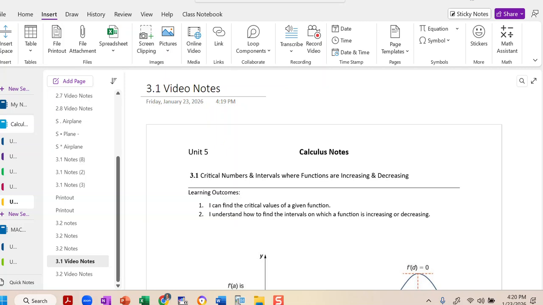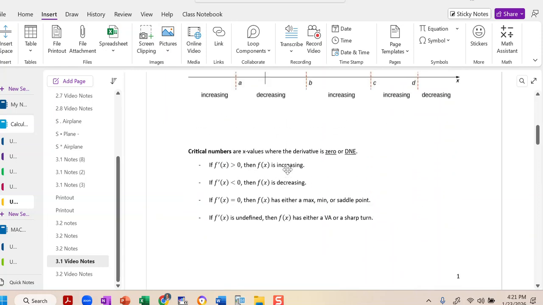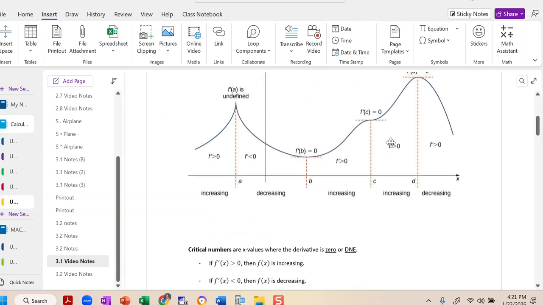All right, welcome to tonight's video on critical numbers and how to use them to find where the intervals of the functions are increasing and decreasing. So critical numbers are basically numbers that make the derivative zero or undefined. In this picture above, notice these numbers make the derivative either zero or undefined.